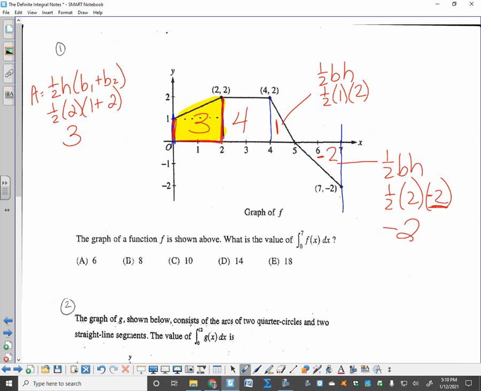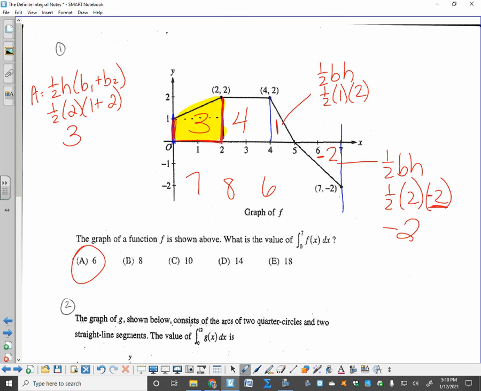So now I'm going to add them all up. 3 plus 4 is 7, plus 1 is 8, and 8 minus 2 is 6. I got A. So that is the net area between the curve and the x-axis between the vertical lines of x equals 0 and x equals 7. You found all the area, the net area.